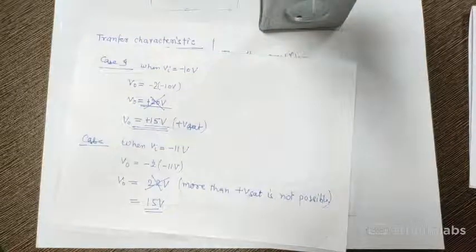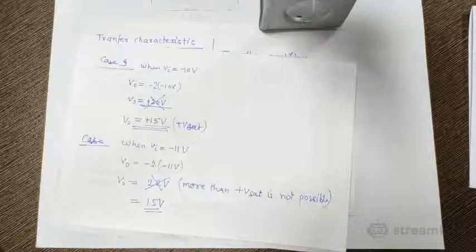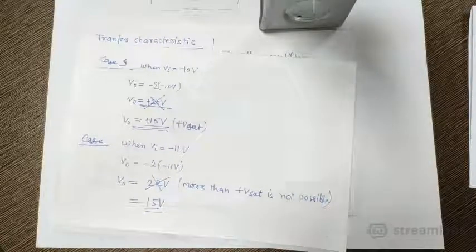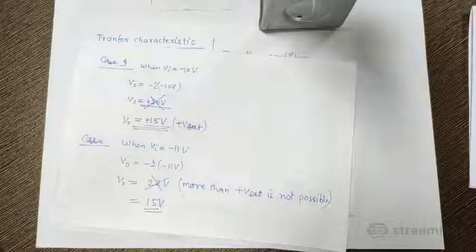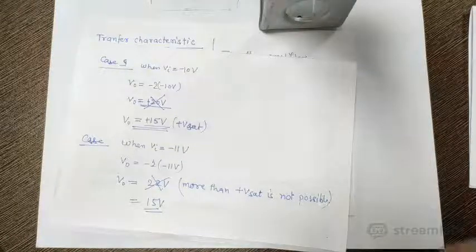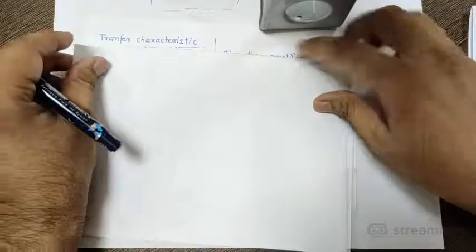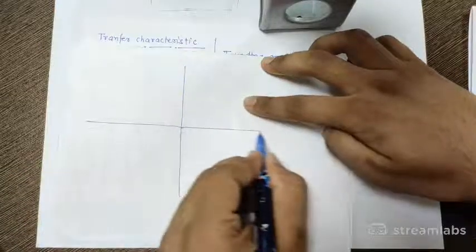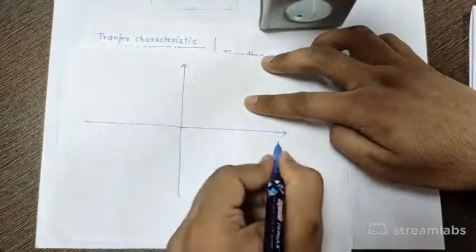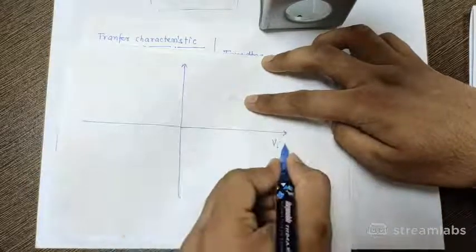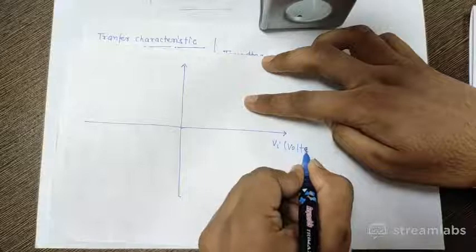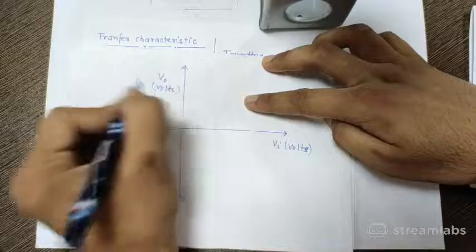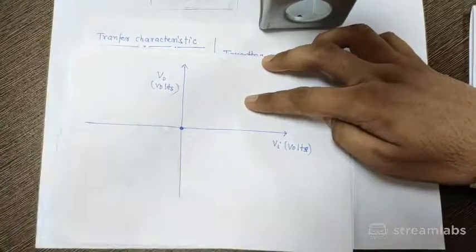This is the analysis of a circuit which has inverting characteristics. If I try to draw a graph between input and output for this circuit, this graph is called the transfer characteristics. In this graph, Vi will be the input and Vo will be the output. When input is 0, output is also 0.